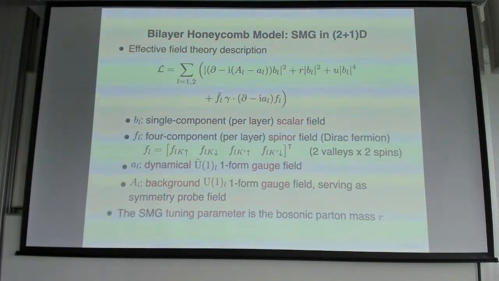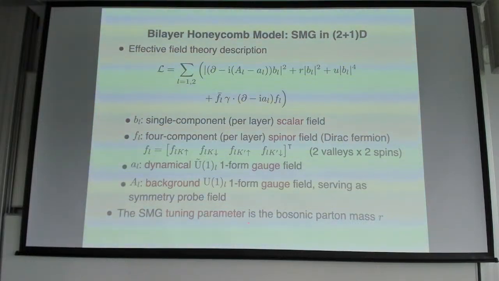And then I also introduced two background U1 gauge fields to track the symmetry, because the most important symmetry I wish to keep track of is the two U1 symmetry that conserves the electronic charge separately in both layers. So now you can use this theory to understand the SMG transition.